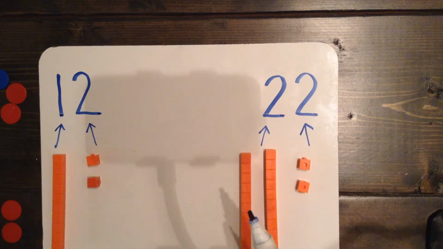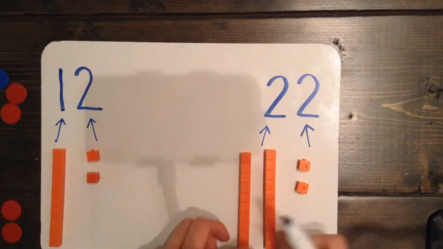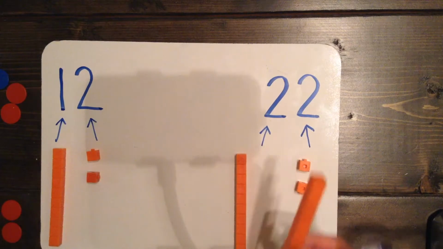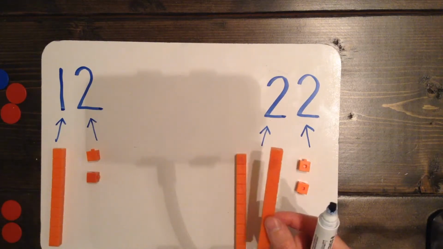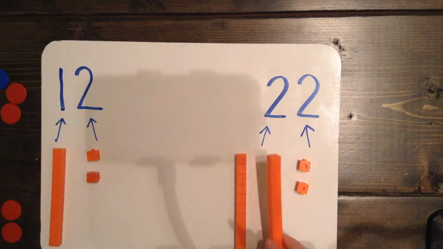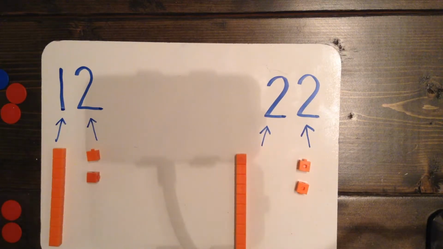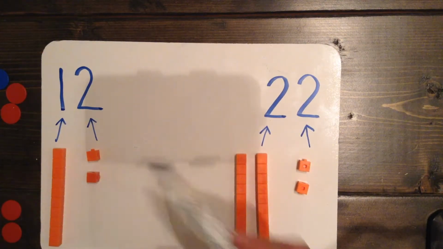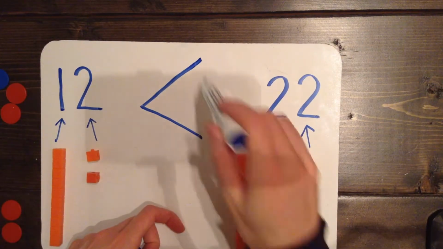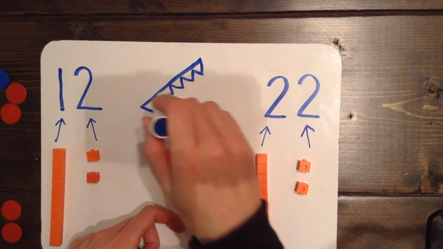Take a look at the blocks. I noticed that this number 22 has more blocks. In fact, it has a whole extra group of 10. If I take this extra group of 10 away, the numbers would be exactly the same. Can you see? But because 22 has an extra group of 10, that means it's 10 bigger. My alligator will face this direction. The alligator's mouth always likes to eat the bigger number.